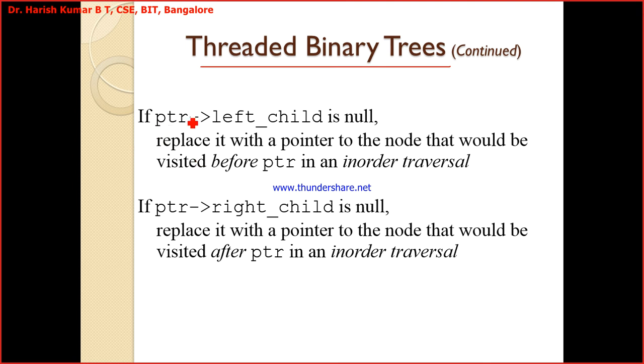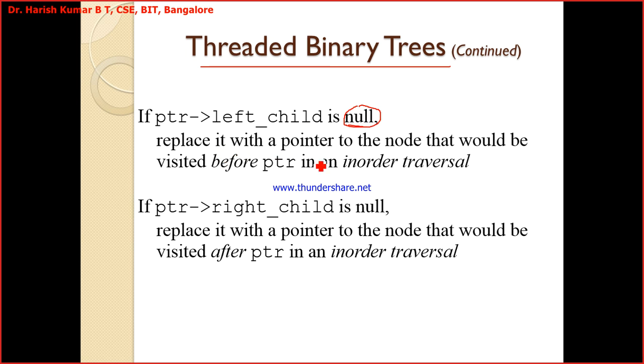So pointer arrow left child is null. What does it mean? That means the corresponding node doesn't have the left child, hence its left field or the left link is stored with the value null. Right now, I don't want it to be stored as a null pointer. I need to go for converting this into a thread in order to make the threaded binary tree. Okay, so how to convert it into a thread?